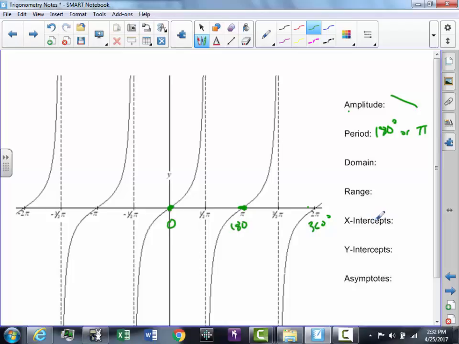Okay, domain and range. Domain is the x values you're allowed to use. Are you allowed to use all the x values? So let's talk about the exceptions. Which ones can you not use? You can't use half of pi. You can't use 3.5 pi. You can't use 5.5 pi. You can't use 7.5 pi. So it's probably better to write the exceptions. X cannot be pi over 2 n. You can't have multiples of pi over 2.